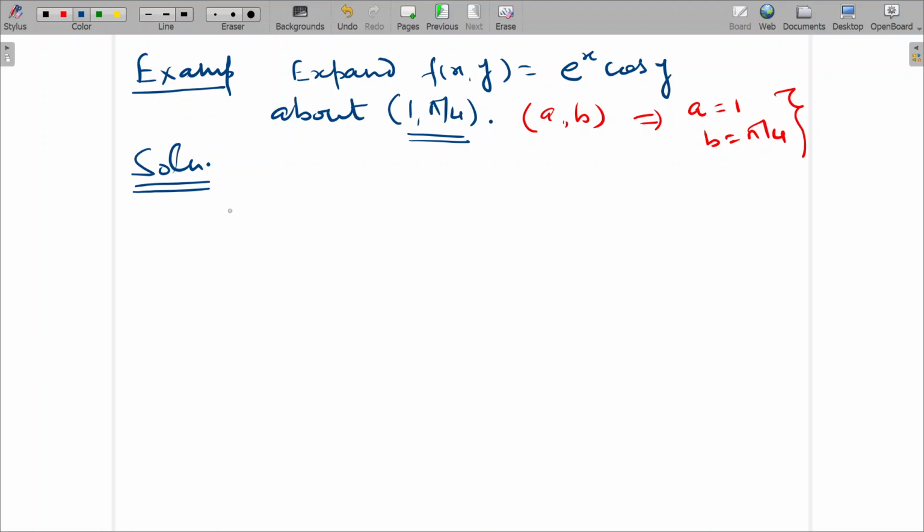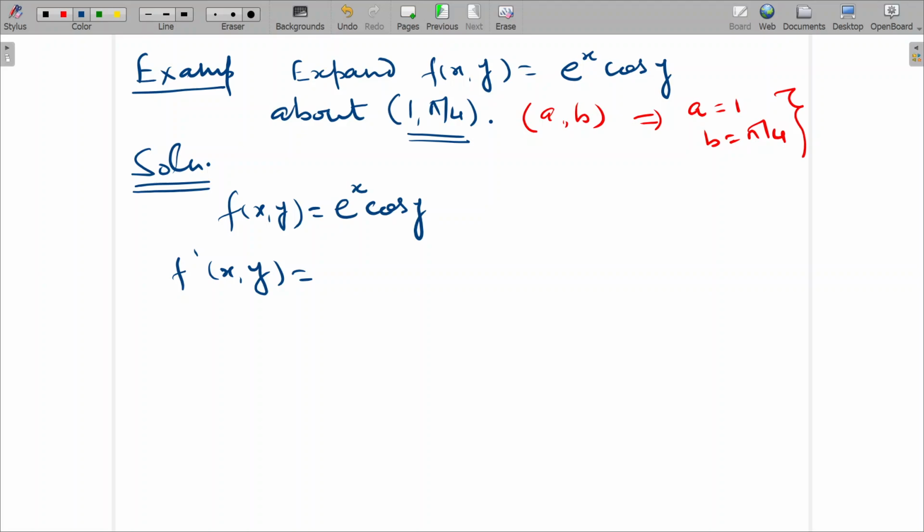So our f(x, y) is given as e to the power x cos y, and my suggestion is that in case of two-dimensional expansion, you should go up to the second derivative terms, meaning the terms containing the second derivatives of the function f. Okay, so that will be good.